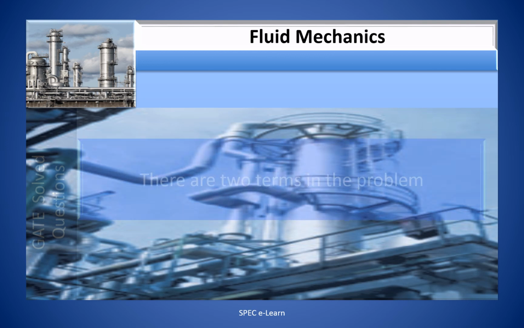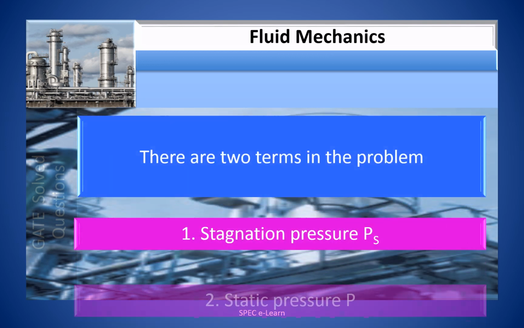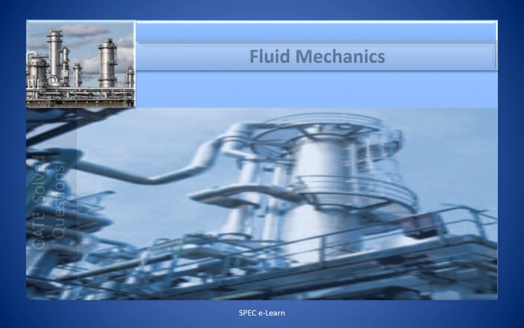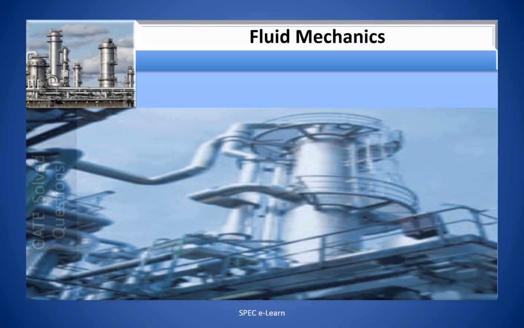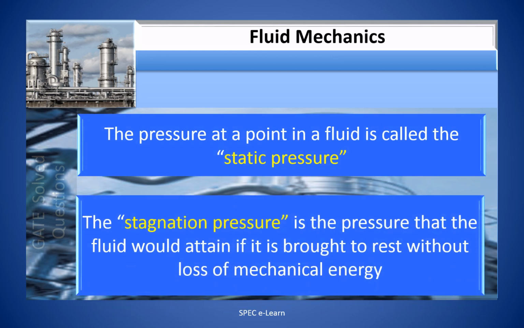There are two terms in the problem. One, stagnation pressure Ps, static pressure P. The pressure at a point in a fluid is called static pressure. The stagnation pressure is the pressure that the fluid would attain if it is brought to rest without loss of mechanical energy.